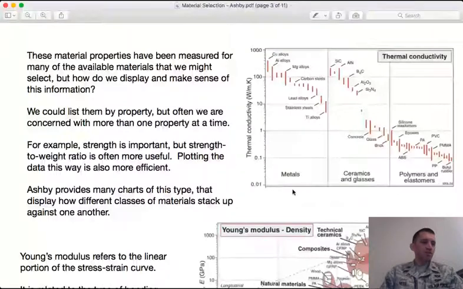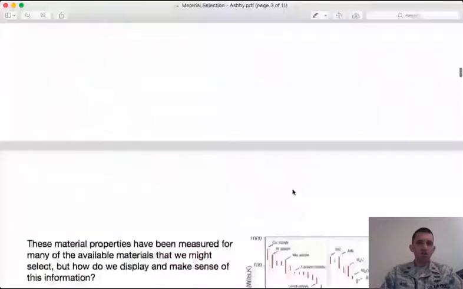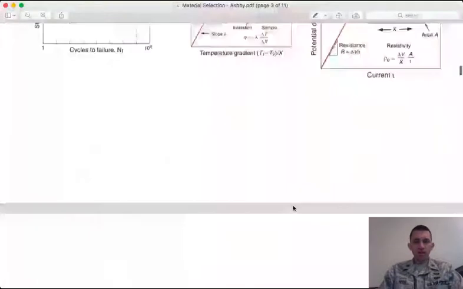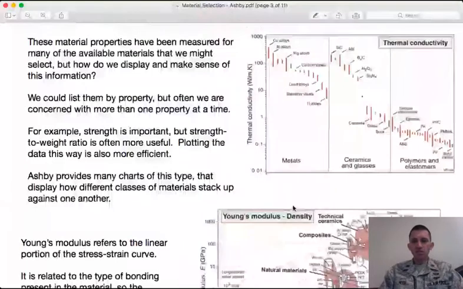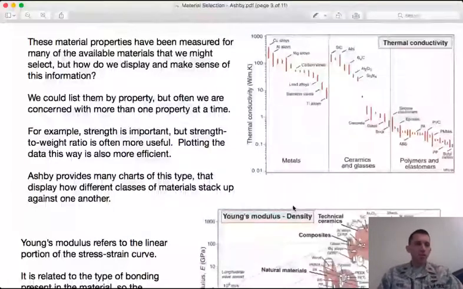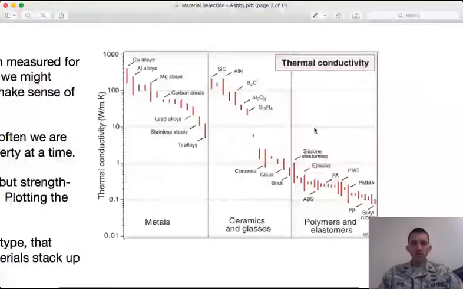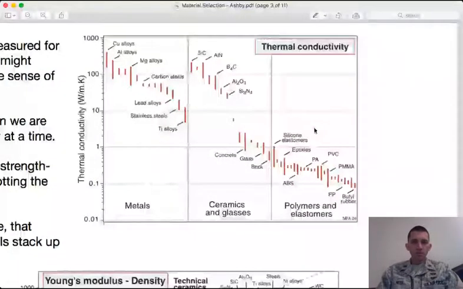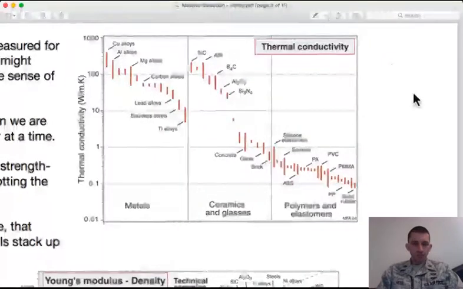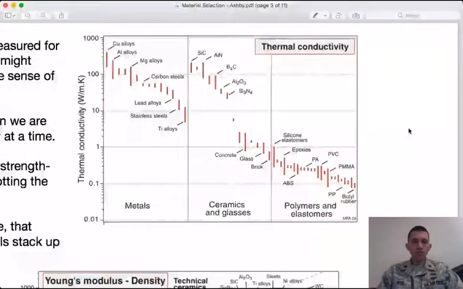And a lot of this data has been measured. But remember, right, with 120,000 different materials, if you were to display this data, say, in a big table, similar to what we had up here, right, it would be hard to get a sense for all of the data at once, right? And so Ashby has a lot of useful charts displaying the material properties amongst all the materials for specific material properties. For instance, here's an example for thermal conductivity.